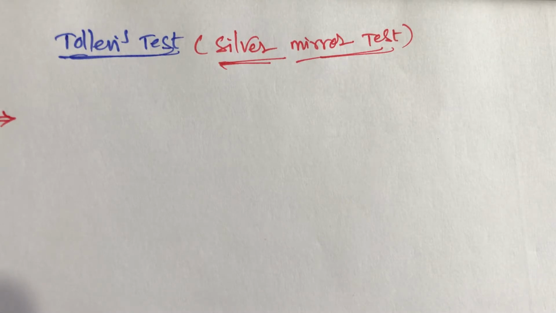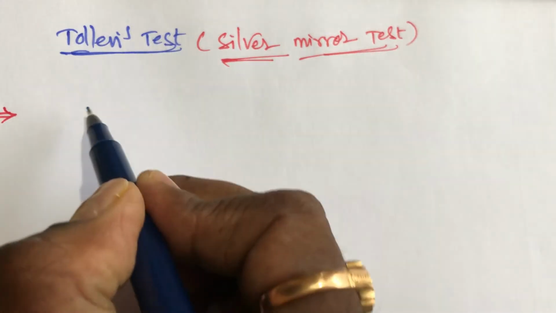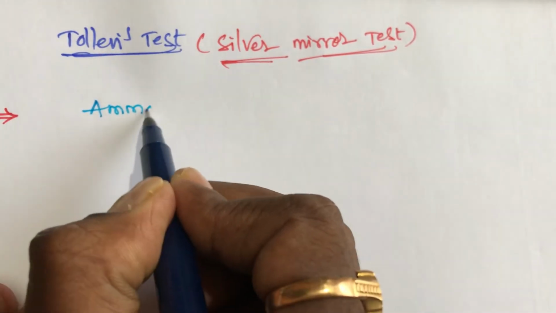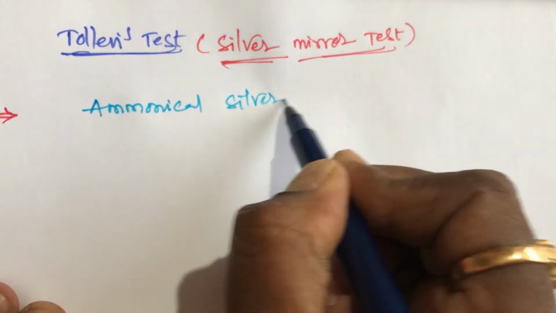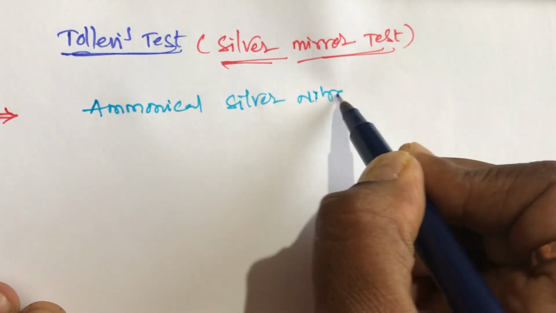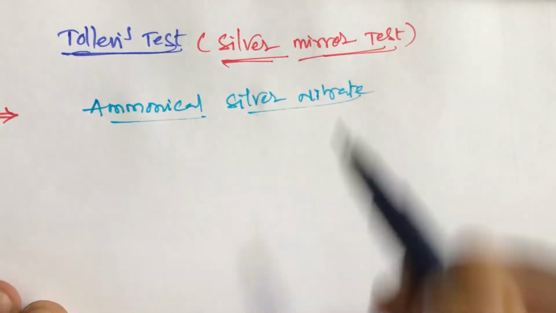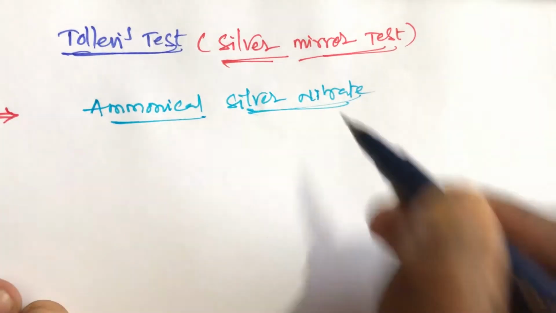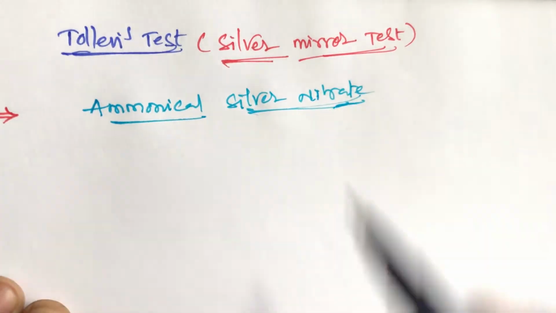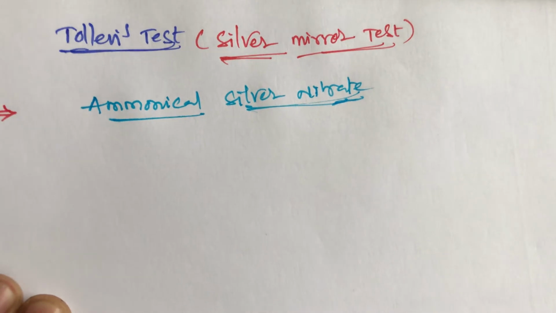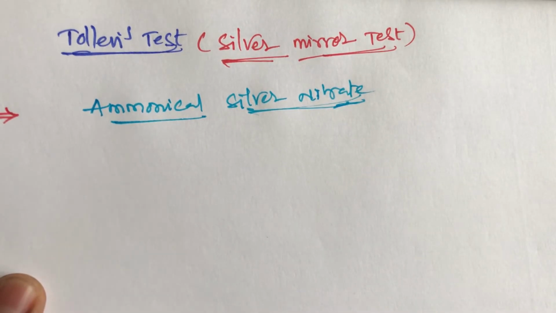Generally, what is Tollens reagent, students? The Tollens reagent is ammoniacal silver nitrate. Ammoniacal silver nitrate is called Tollens reagent. This Tollens reagent is not available in the lab, but we always prepare it freshly. That is how to prepare Tollens reagent, students.